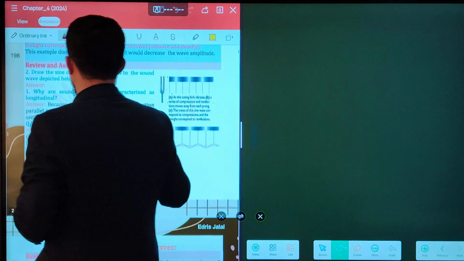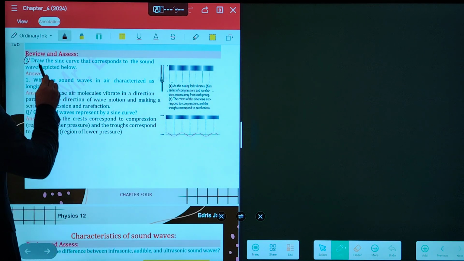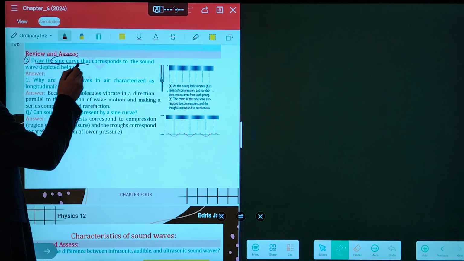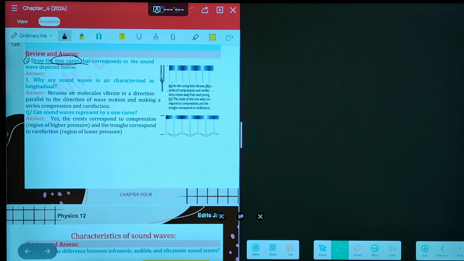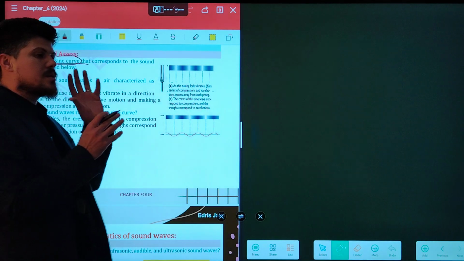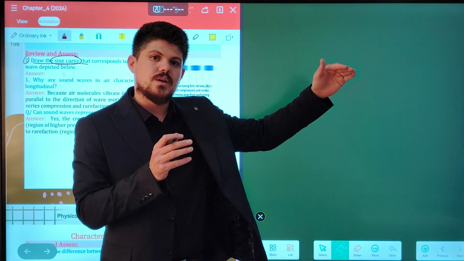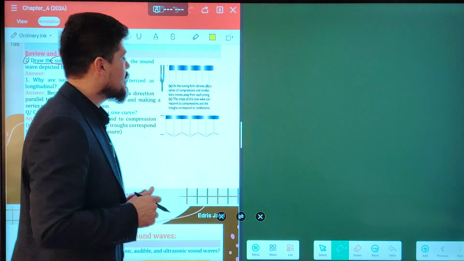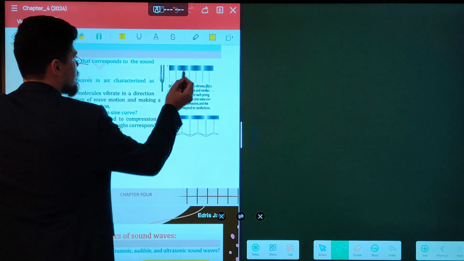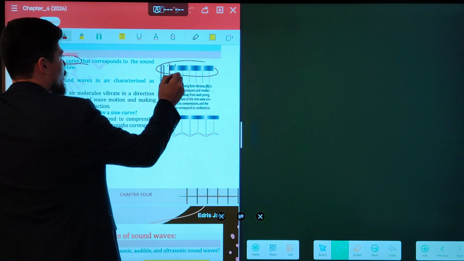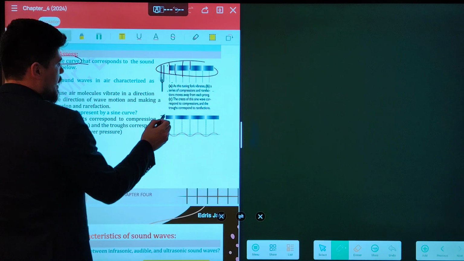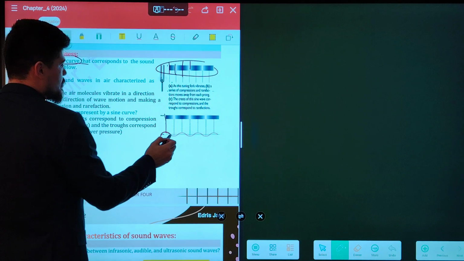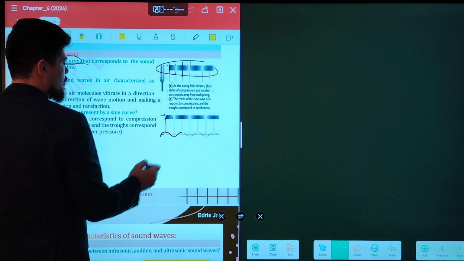Look at question 2. Draw the sine curve that corresponds to the sound wave. It means that we have to represent this sound wave as a sine curve. Crest corresponds to the compression, trough corresponds to the rarefaction. As you can see, this sound wave consists of compression, rarefaction, compression, rarefaction. Crest corresponds to compression and trough corresponds to rarefaction.